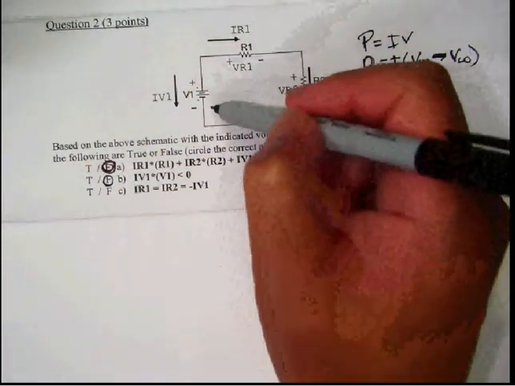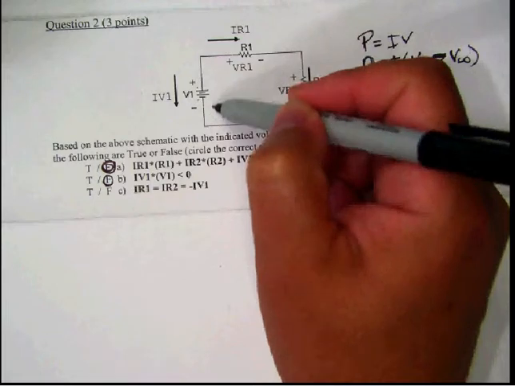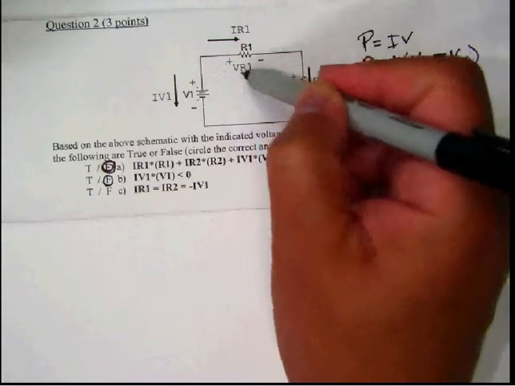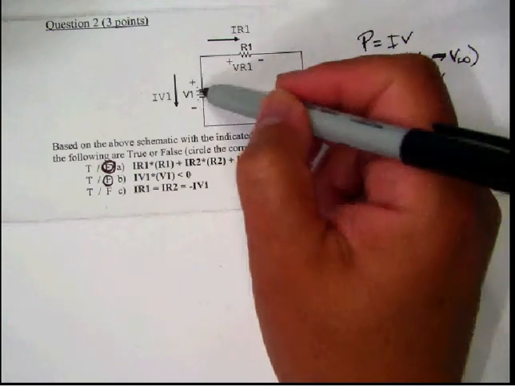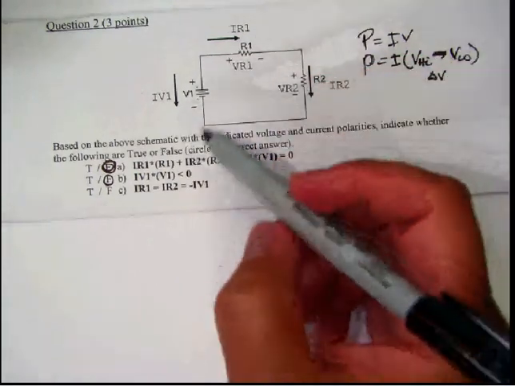If the current had been flowing in this direction, up, or that is clockwise in the circuit, then the current times this voltage would have been indeed negative.